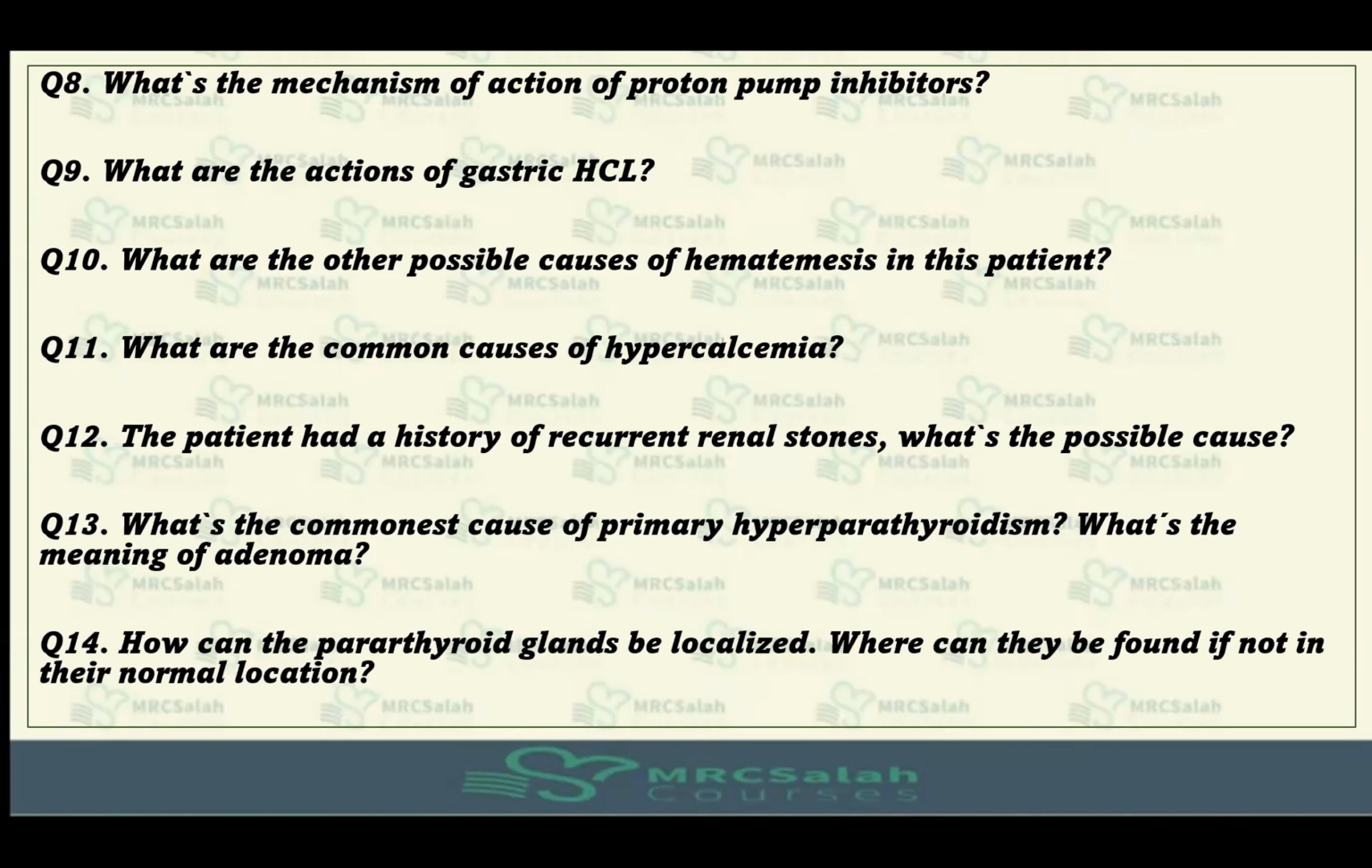How can the parathyroid glands be localized? Preoperatively by a scan and intraoperatively by frozen section. Yes, great. Where can they be found if not in their normal location? Superior mediastinum. And why is that? Because they originate from the pharyngeal pouch. Which one? The third one. Yes, great. So they may be accompanied with the thymus. Okay, great.